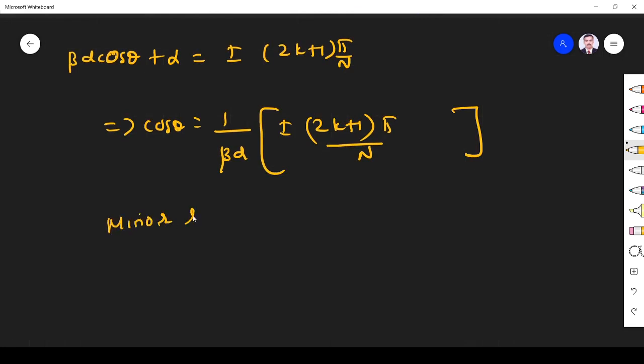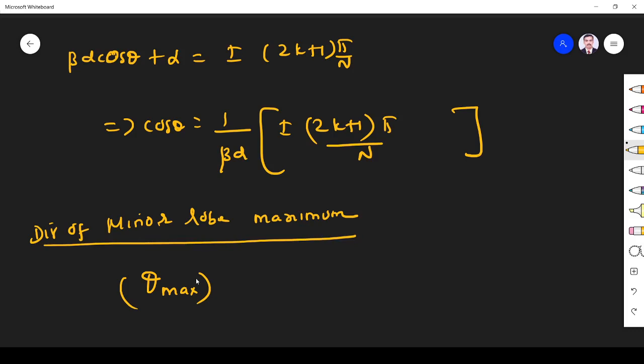So minor lobe maximum, right? Major lobe we know, theta is equal to 90 degree. Minor lobe maximum, so theta maximum. At what direction does the minor lobe maximum occur?